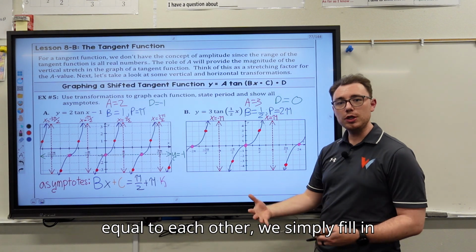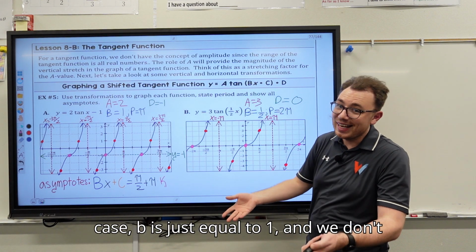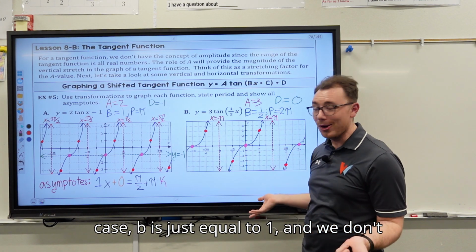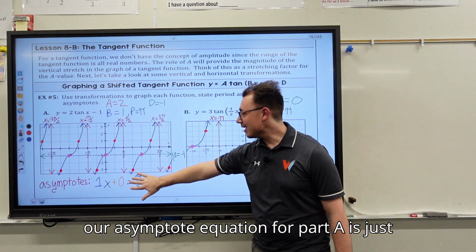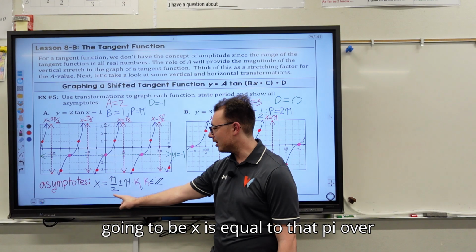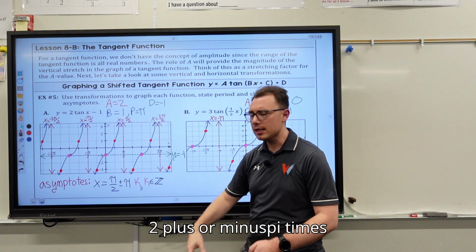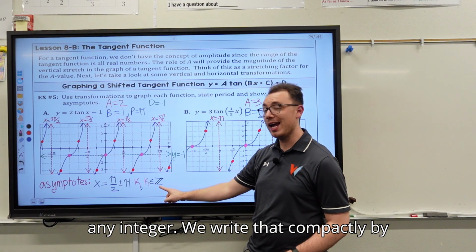Once we set that equal to each other, we simply fill in our values for b and c. In this case, b is just equal to 1, and we don't have a c value, so it's just a 0. So our asymptote equation for part A is just going to be x is equal to pi over 2 plus or minus pi times k, where k is equivalent to any integer.